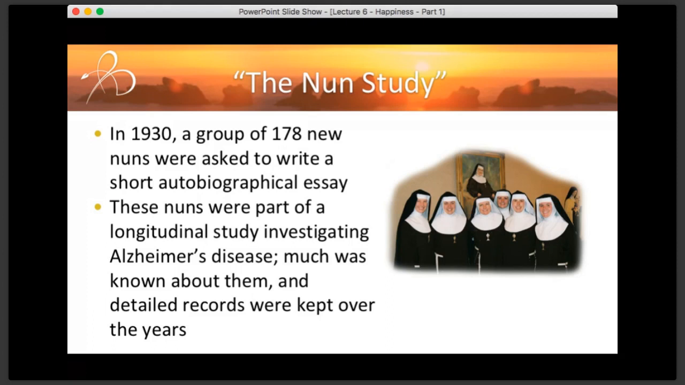But their lives are similar in so many ways, right? So there's a lot of control in the way they live. So anyway, they were part of a longitudinal study investigating Alzheimer's disease. So all this data was collected on them. And later, researchers took those short autobiographical essays, which were a tiny fraction of the data that were collected on these nuns. And those autobiographical essays were studied and coded for how happy the nuns seemed to be.